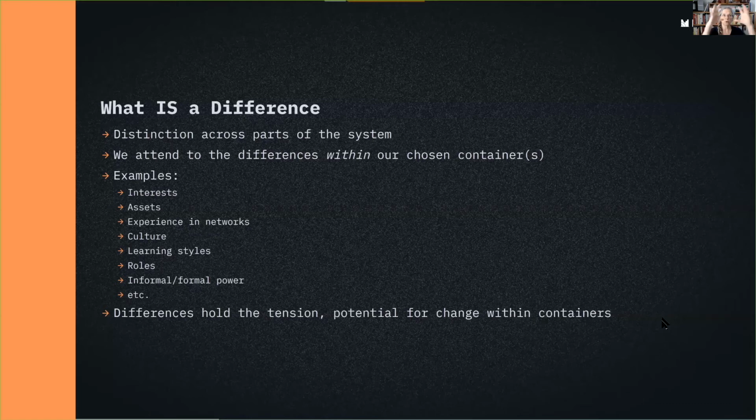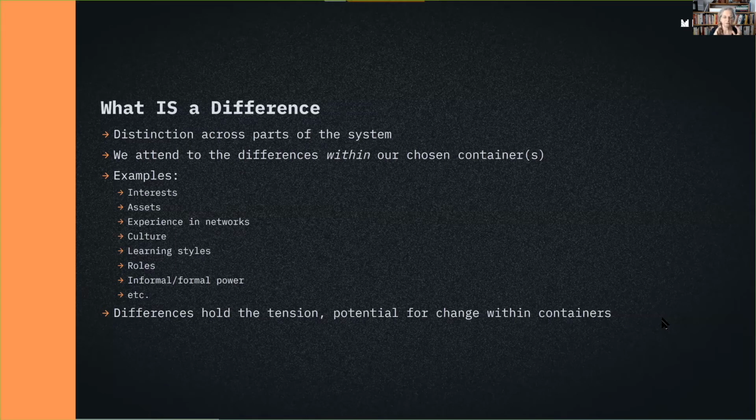So we're talking about differences within our chosen containers, and differences can be things like interests, assets, experience, networks. In this context, we have differences of experience both with social system mapping and experience with HSD. Culture can be a difference, learning styles can be a difference, roles, informal or formal power. Obviously, identities can be differences. There's all kinds of differences that we could surface.